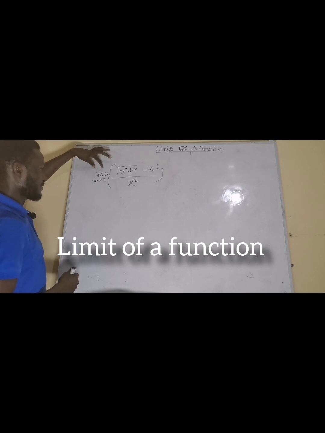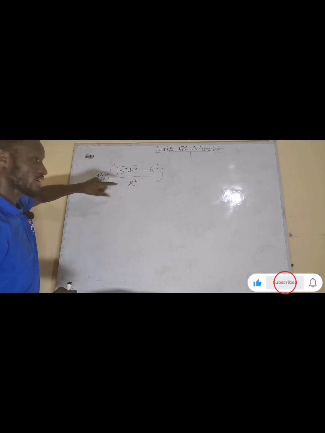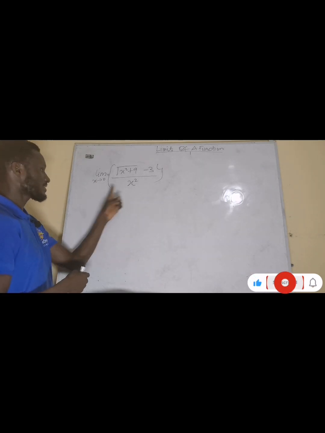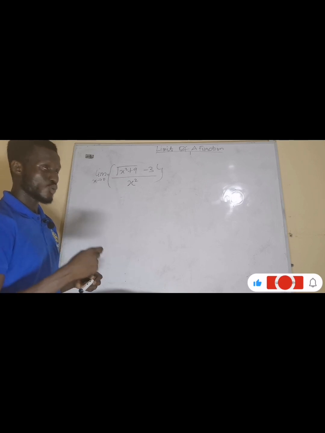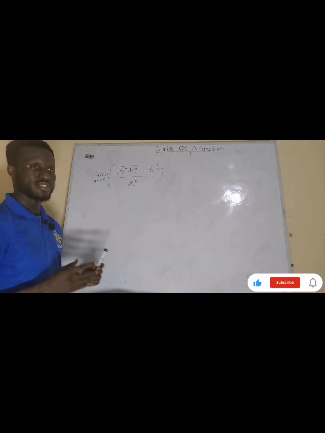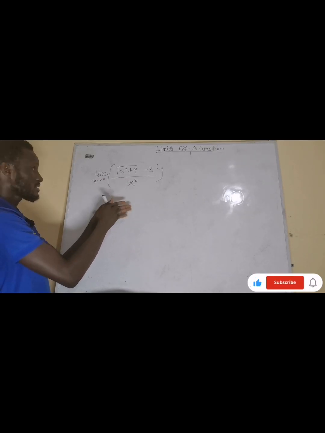Now we have the limit of this expression over x squared, where x is approaching 0. The moment you do a direct substitution, when x is 0, the whole of this will give us 0 squared, and 0 squared is the same as 0, which will make the whole thing undefined. So what you are going to do is to rationalize it.